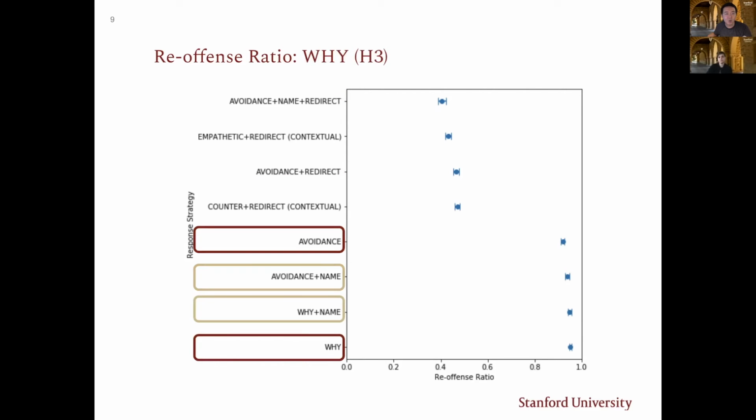We tested our Y hypothesis by controlling the name factor as highlighted in dark red and light brown. To our surprise, we observed a 3% statistically significant increase when we used the Y strategy as opposed to a simple avoidance, which showed that users almost always double down on their offense instead of providing an honest answer.